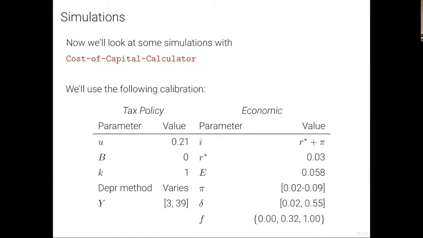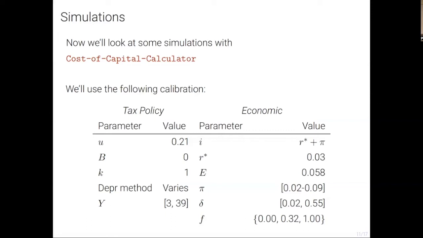For economic parameters, I'm going to assume the Fisher equation holds, that is the nominal interest rate equals the real rate plus the rate of inflation. For the real rate, I'm going to assume a 3% rate of return. The required return on equity is going to be 5.8%. The rate of depreciation, physical depreciation, I'm going to set to the estimated values from the Bureau of Economic Analysis. These will vary by asset type, anywhere between 2 and 55% at an annual rate.